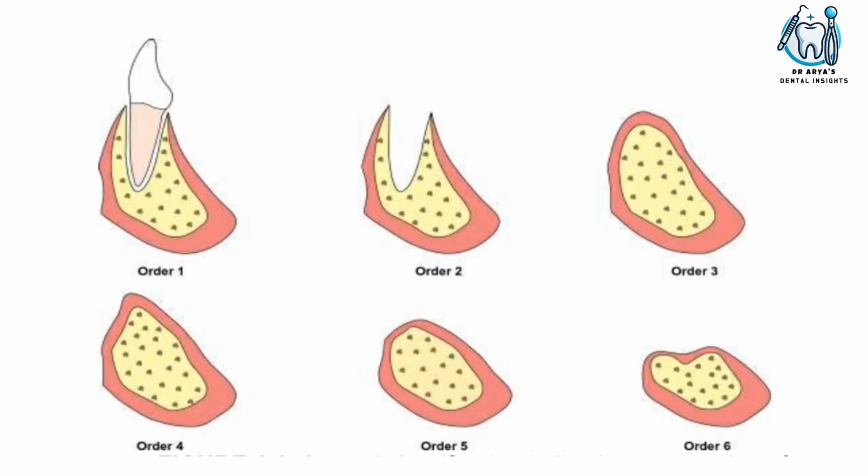So Atwood has classified the residual ridges as orders 1 to 6. It influences support and stability of the dentures. And the classification is order 1, it is pre-extraction. Order 2, it's post-extraction. Order 3, high well-rounded. Order 4, knife edge. Order 5, low well-rounded. And order 6 is depressed.